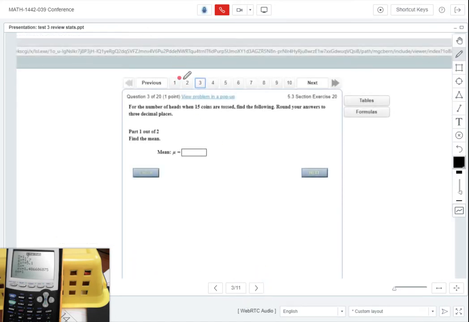The next slide is problem 3 of the homework. For the number of heads when 15 coins are tossed, so n is the number of trials, 15 coins are tossed, find the mean. Well, the probability of getting a head is 0.5. The probability of getting a tail is 0.5. Since you have two choices, head or tail, yes or no, true or false, those are all binomial distributions.